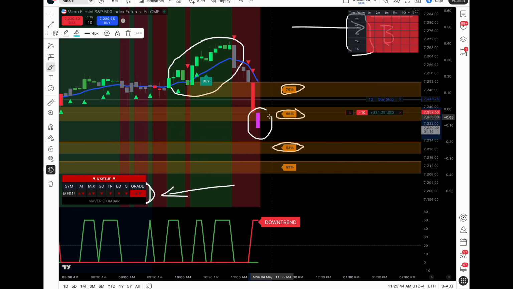Hot pink candles. If you see pink, it will most likely sink. Pink is your strongest downside data candle. Imagine not just having red and green candles.